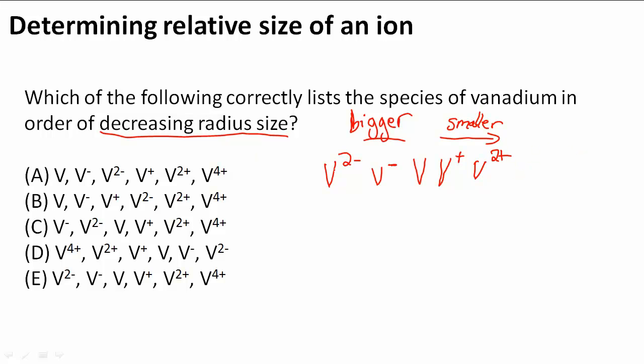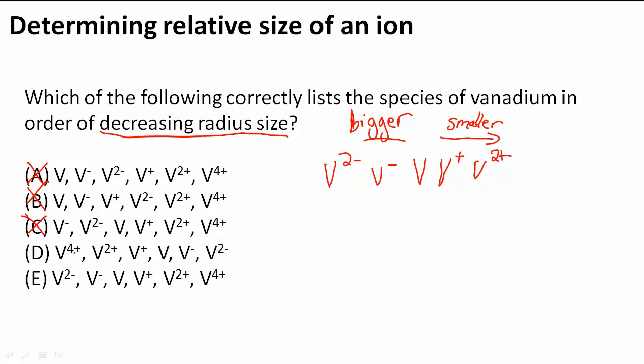So let's see if any of the answers we have here matches up with what we have written out here. We can see that A does not match up because, again, V is the center, and we either lose or gain electrons, making it smaller or bigger. So B can be canceled out. Now C, it starts off with negative, which is good, but then it says 2 negative, and we know that one would have been actually bigger than V negative. So this one is out of the running too.